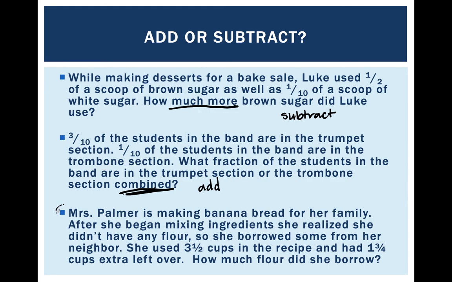This one is a little bit trickier than the first two. We know that she used 3½ cups, and then she had 1 3/4 cups left over. So to figure out how much she borrowed all together, it doesn't say that, but we want to know how much did she borrow in total. We actually need to add how much she used in the recipe plus how much she had left over. So this would be addition.